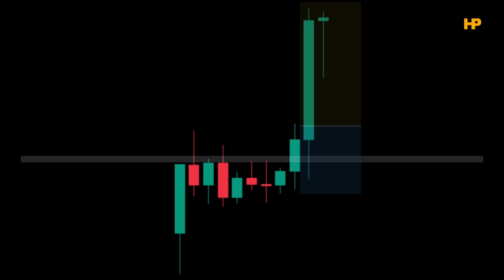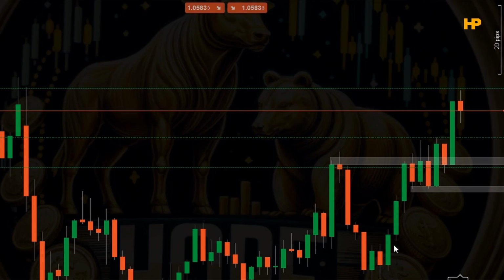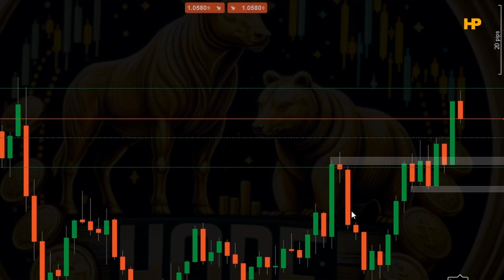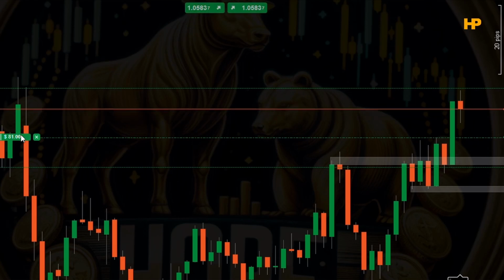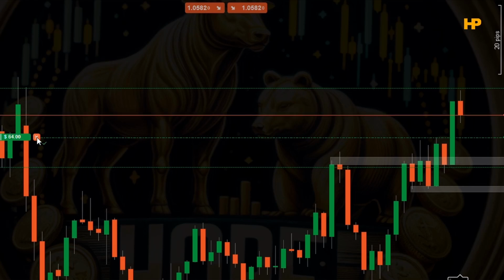Set a stop below or above the confirmation candle. Target a 2:1 or 3:1 reward. Why it works: London's liquidity fuels strong trend resumptions after pullbacks. Let's see practical application. Focus on major pairs like EUR-USD, GBP-USD, USD-JPY for these setups due to London's liquidity.